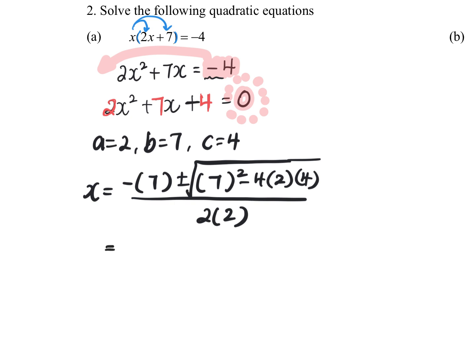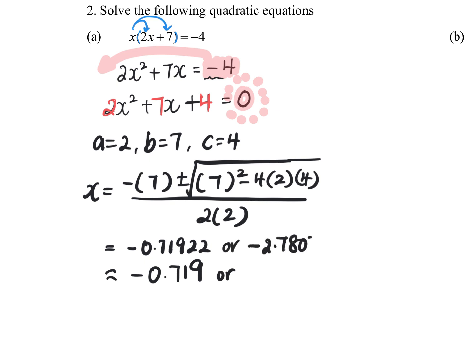Okay, first answer, x equals to negative 0.719222. So I'm going to round it off, negative 0.719. Okay, second answer, negative 2.78077. Okay, oh, the number doesn't look the same. Okay, never mind. Alright, so the answer is negative 2.78. Have you gotten the answer?